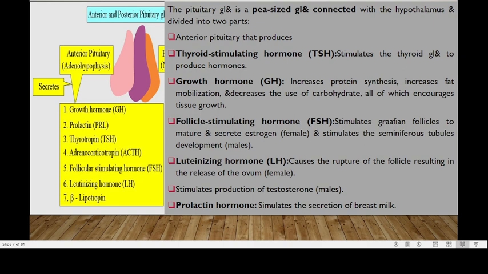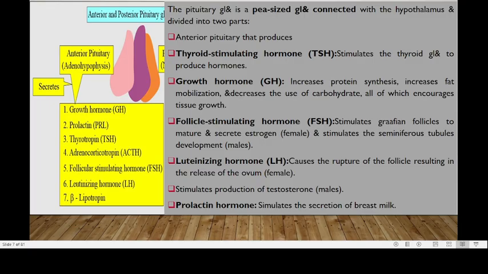The pituitary gland, of course, is a pea-sized gland connected with the hypothalamus, and it's divided into two parts. We have the anterior pituitary gland, which is referred to as adenohypophysis, and the posterior, which is the neurohypophysis. So, looking at some of the hormones produced by the anterior pituitary gland, we have the TSH, which stimulates the thyroid gland to produce hormones, the T4 and the T3. The growth hormone, which increases protein synthesis, increases fat mobilization, decreases the use of carbohydrates, all of which encourages tissue growth.